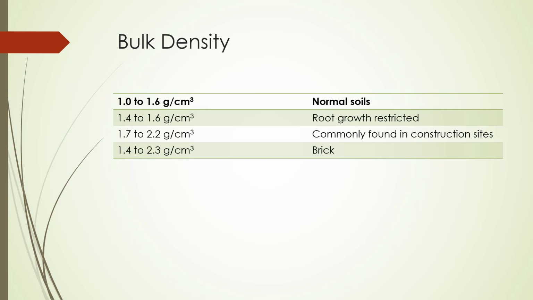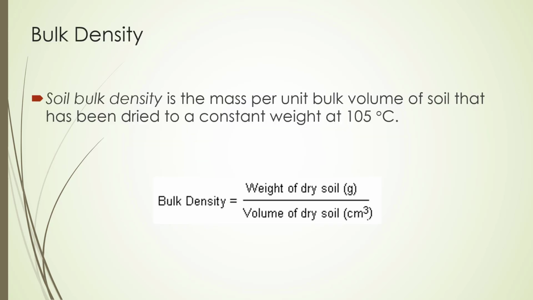And then 1.7 to 2.2, that's commonly found in construction sites, and 1.4 to 2.3 is brick. So you can see construction sites do quite a number on bulk density. So basically, bulk density is the weight of dry soil over the volume of dry soil. And we'll get into this when we do this lab.